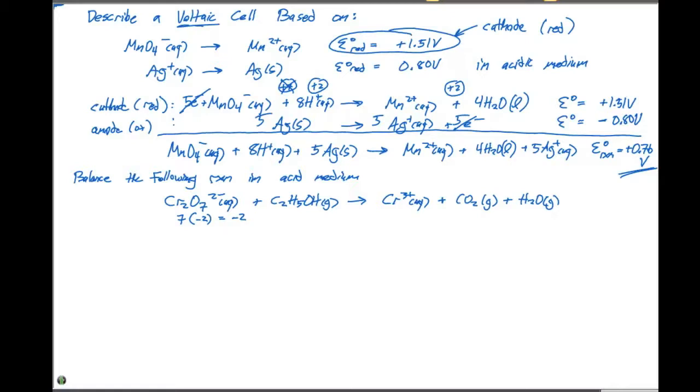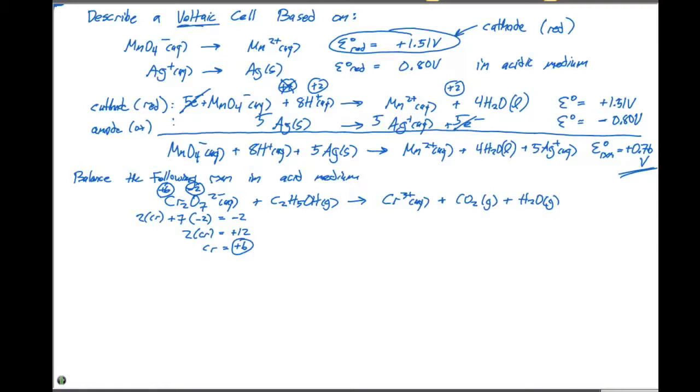So we know that 2 times the oxidation state of the chromium plus 7 times -2 has to equal an overall charge of -2. So 2 times the oxidation state of chromium has to equal +12, and in this case, chromium is going to equal +6. So in this particular species, chromium has an oxidation state of +6, oxygen -2.